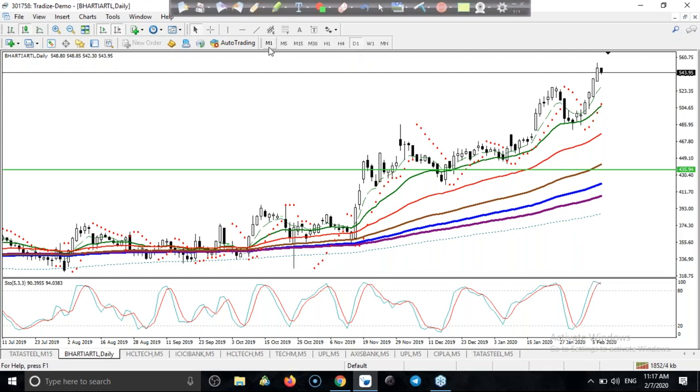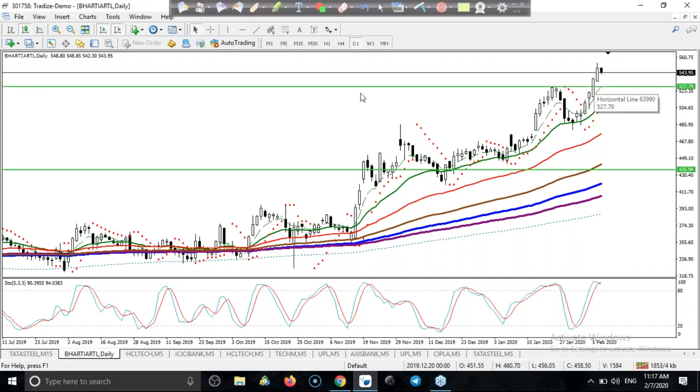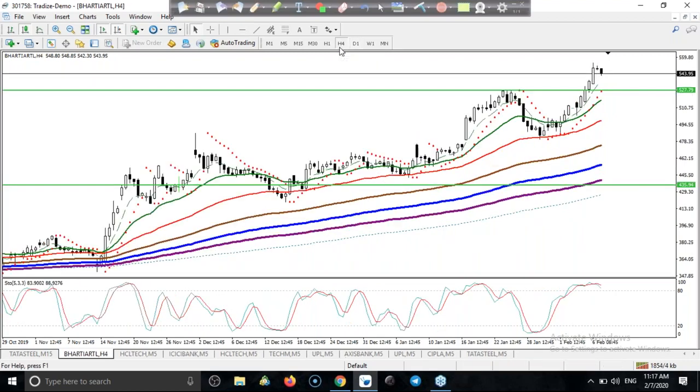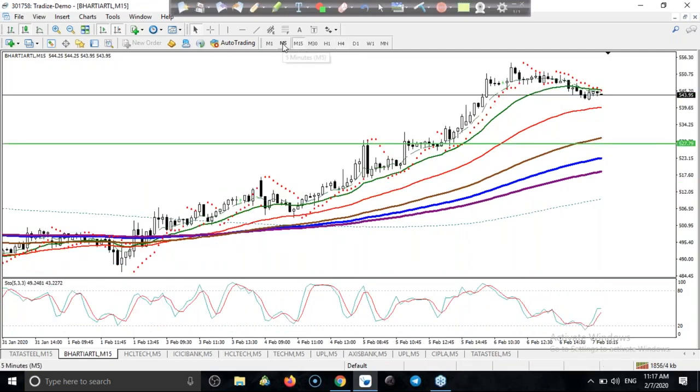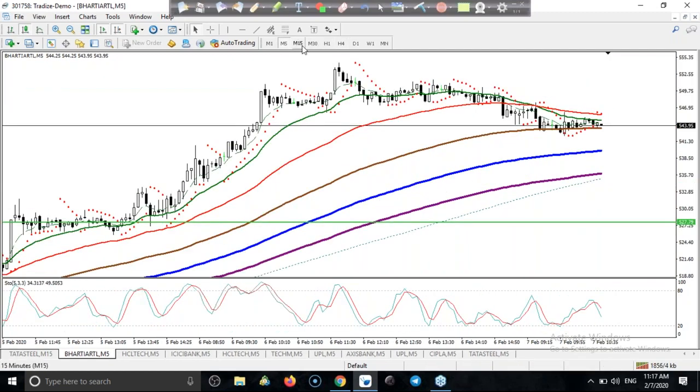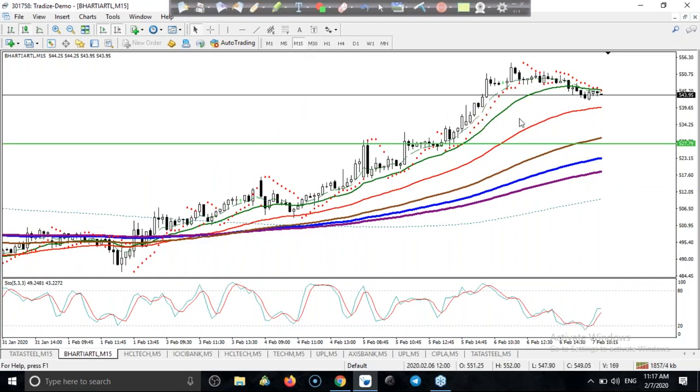Now you can see here, we have seen that was a higher point. There is a probability it will retrace again toward this area in the daily, and H4 also we have seen like that. And now let's jump to 15 minutes and 5 minutes, you can see. Now exactly you can see here, this is a supporting line. Have you seen it? This is a supporting line.